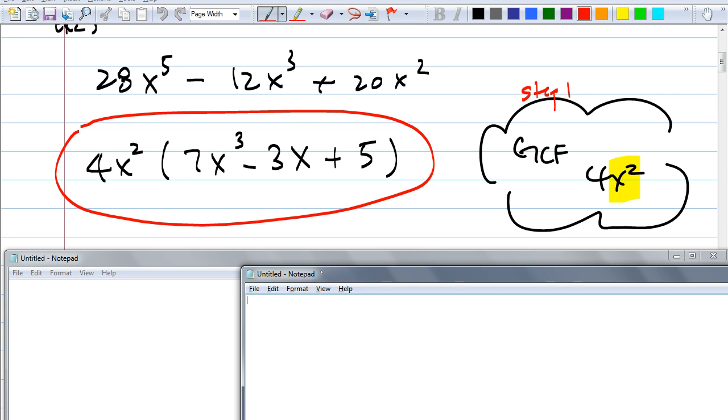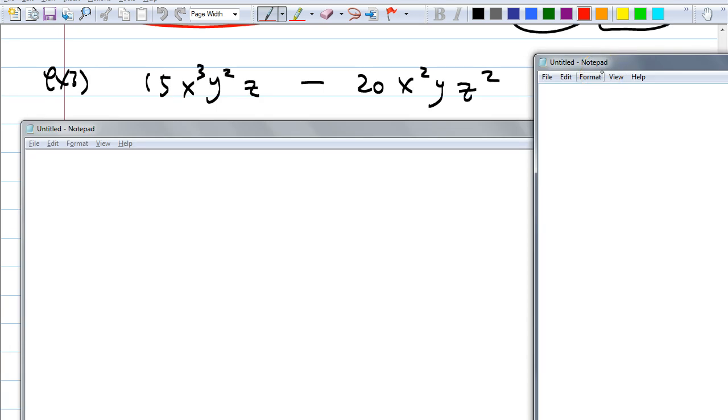Let's try one more then. If you really got this, you should be able to then do example 3. Okay, go ahead and factor example 3. Okay, how do you factor this polynomial? How many terms do I have, by the way? 2 terms, correct? Okay, go ahead.